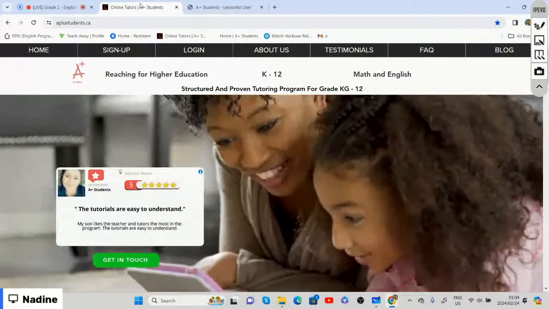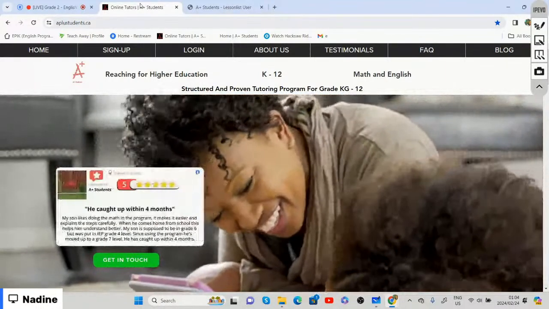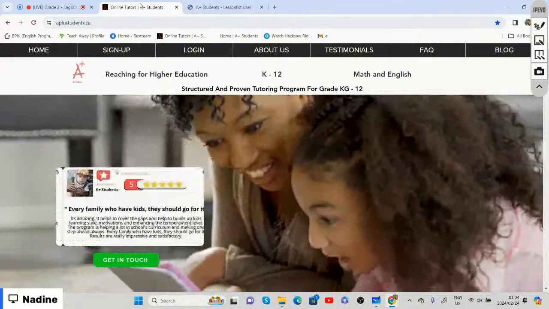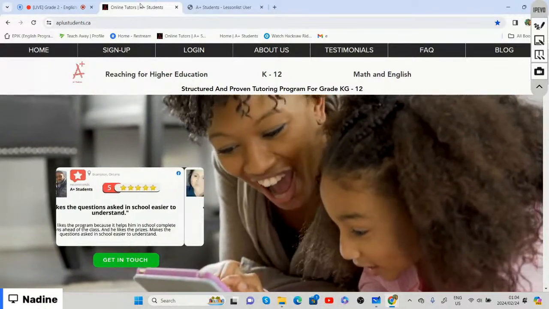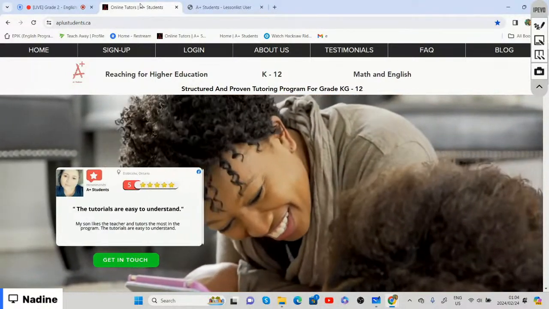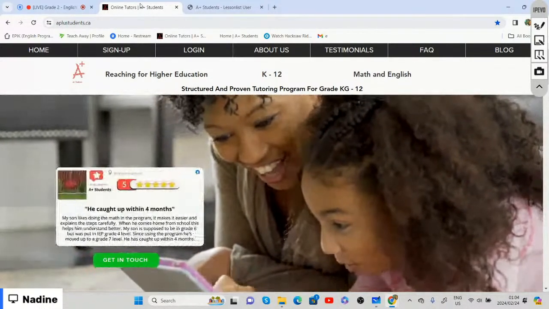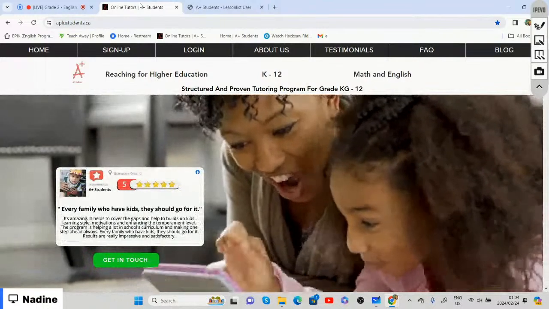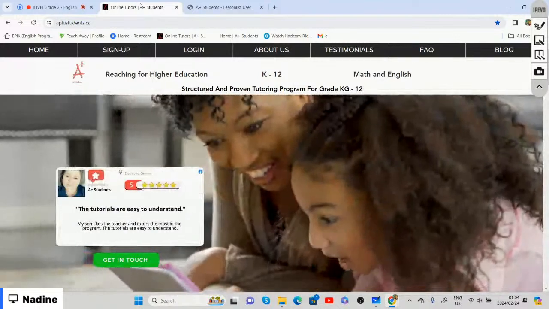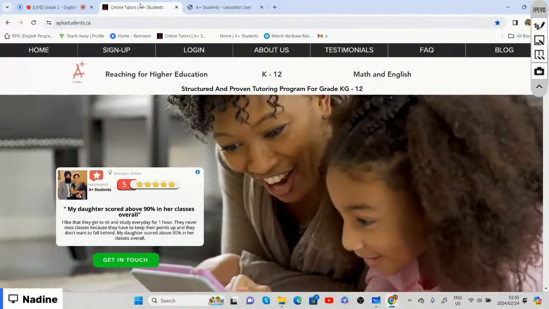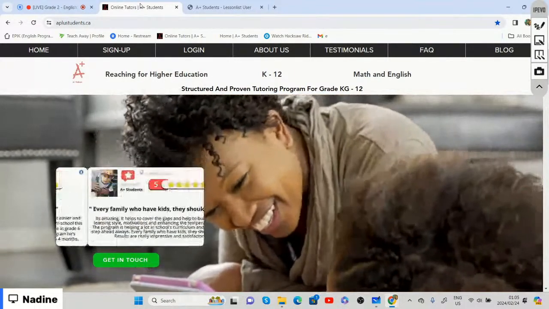Today we will be doing our grade 2 English lesson on antonyms. Before we start, we're going to log on to aplusstudents.ca. Once you've logged on with your username and password, we're going to select the subject of language arts, grade 2, and then scroll down until we get to the chapter of antonyms.